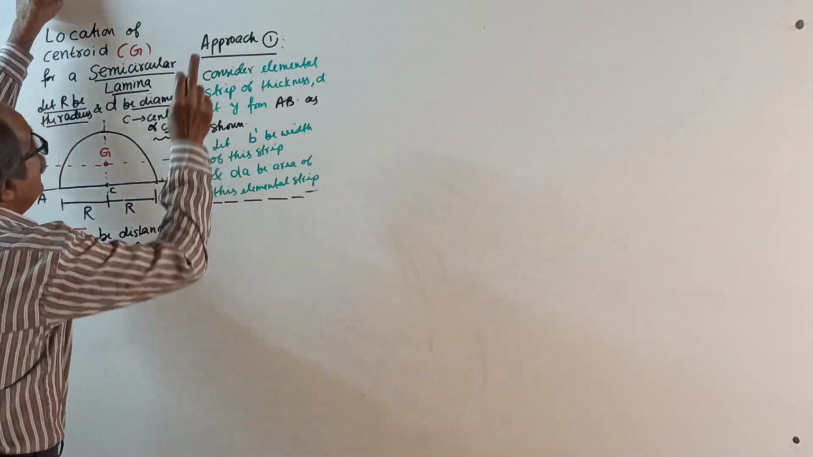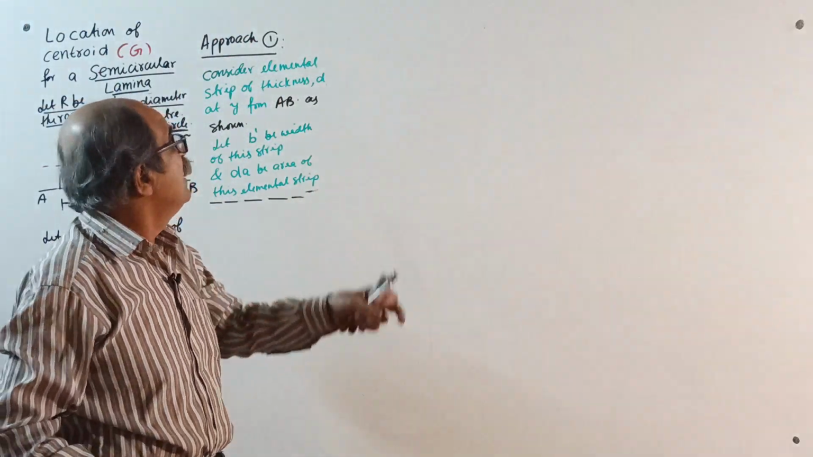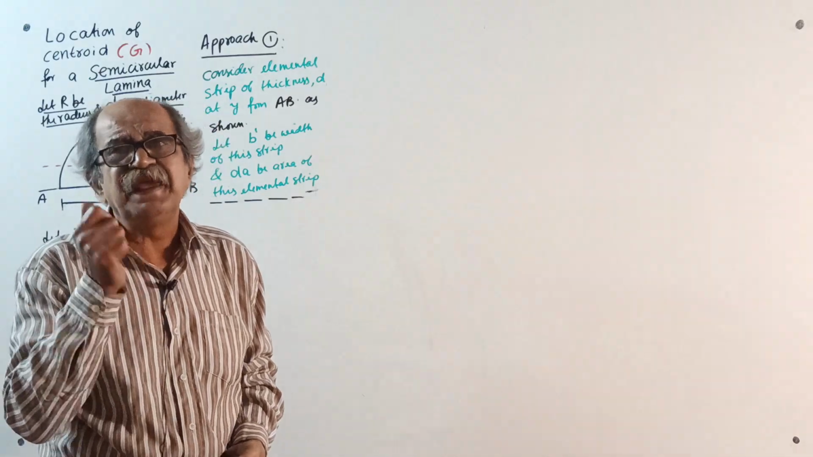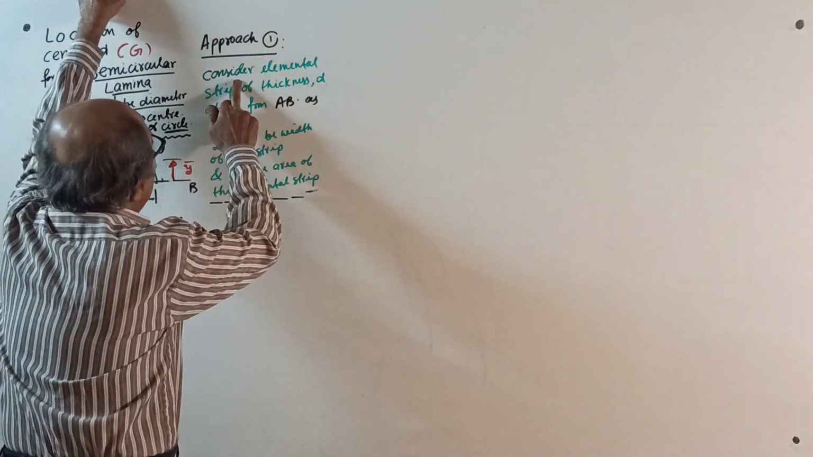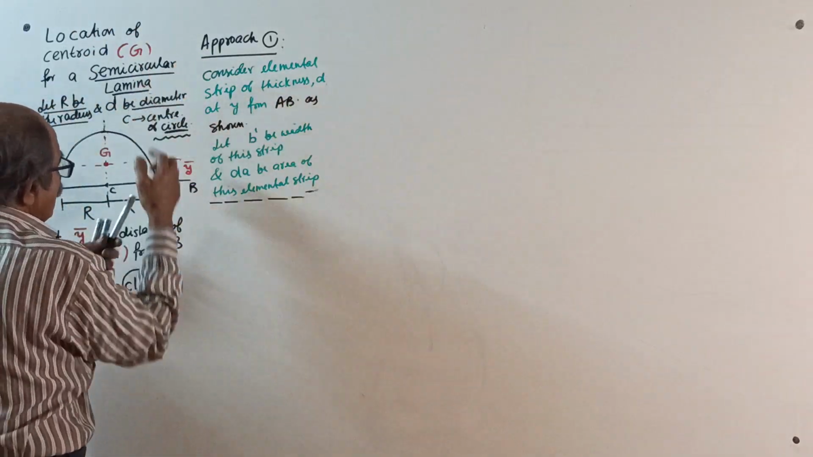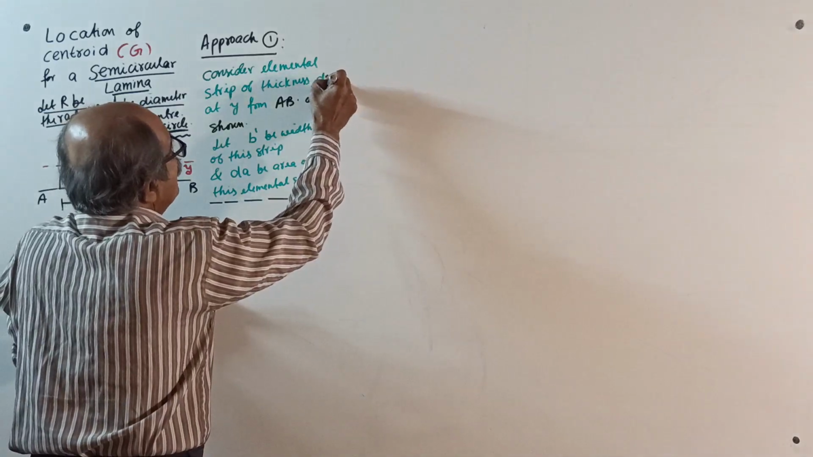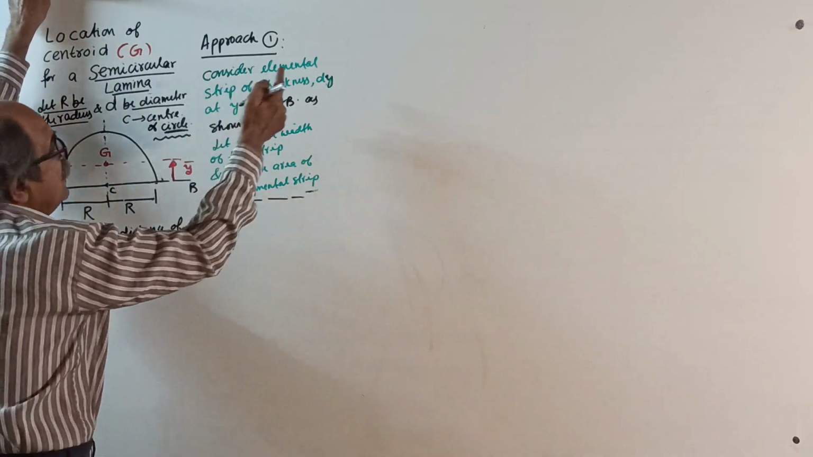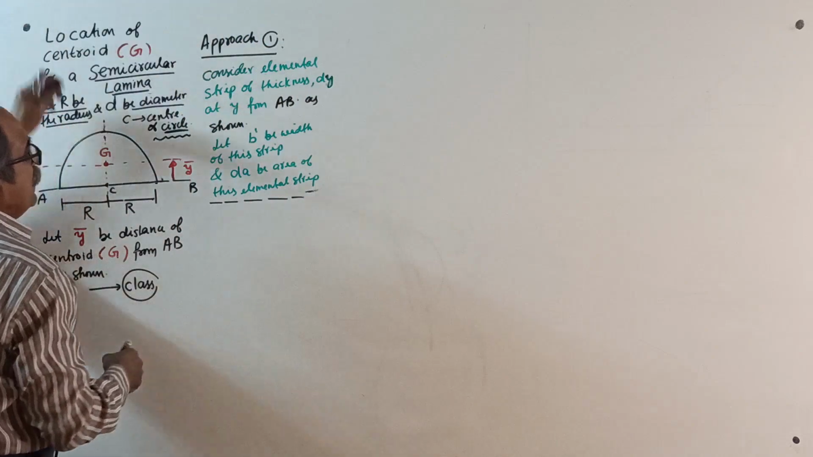Now, approach 1, I very clearly told you last time. This is the easy approach, but the integration is a little tricky. Not tricky actually, a little difficult, not a problem. What we will do? Consider an elemental strip of thickness dy at distance y from the AB axis. From where you want y bar, from there you take a variable distance y, elemental strip of thickness dy, as shown.